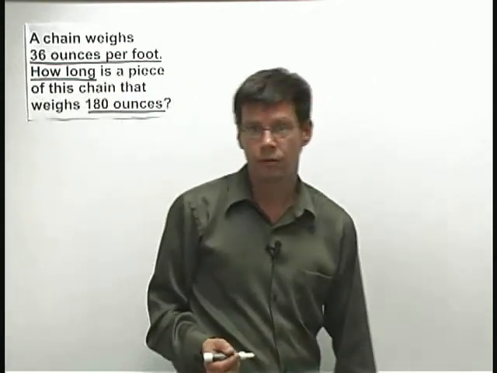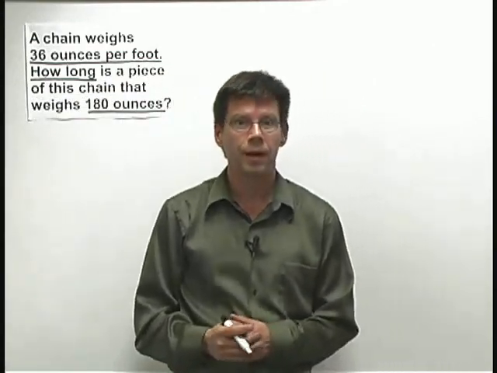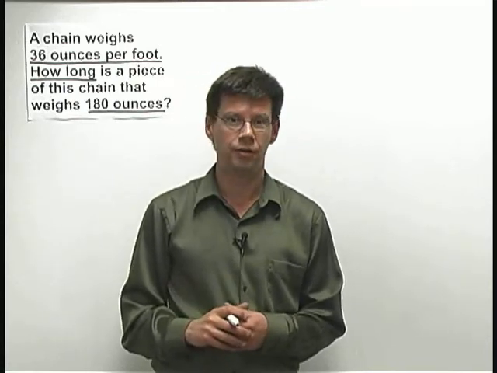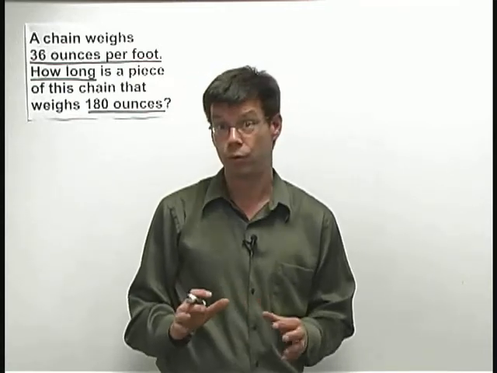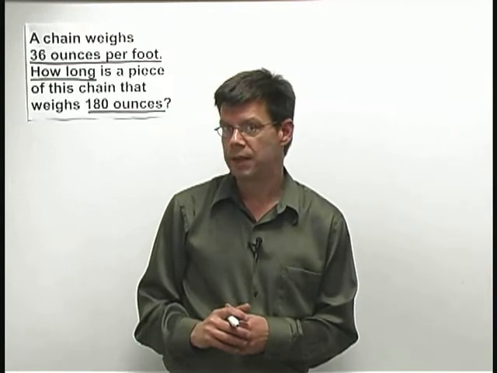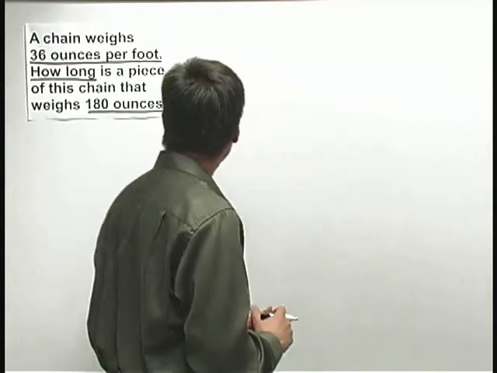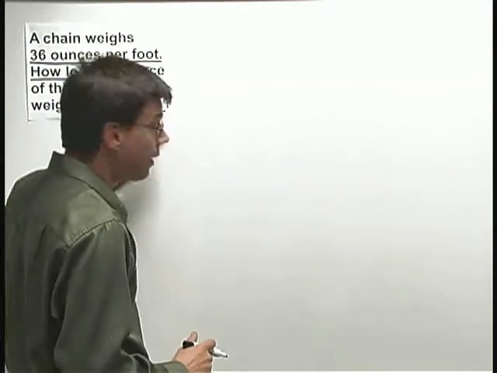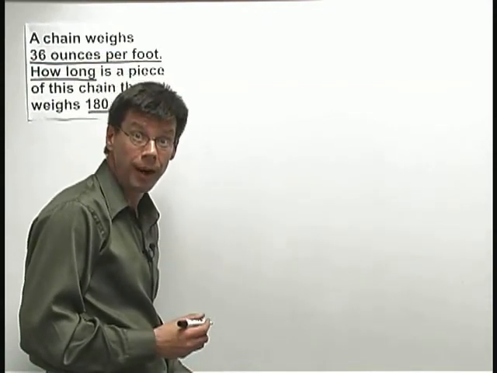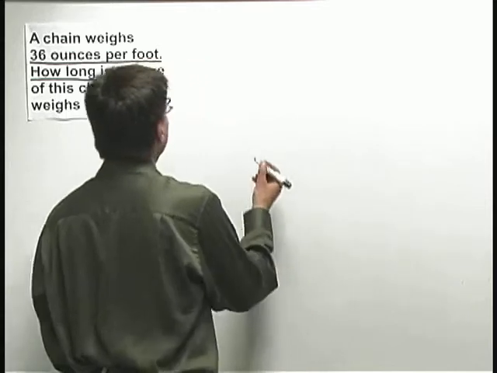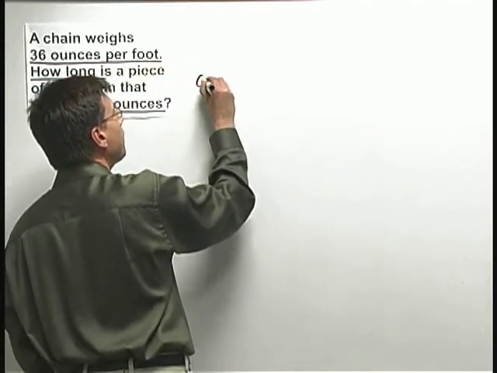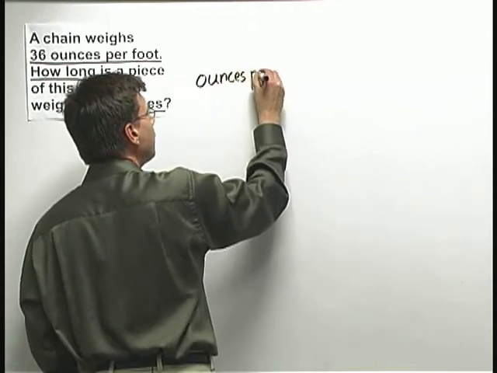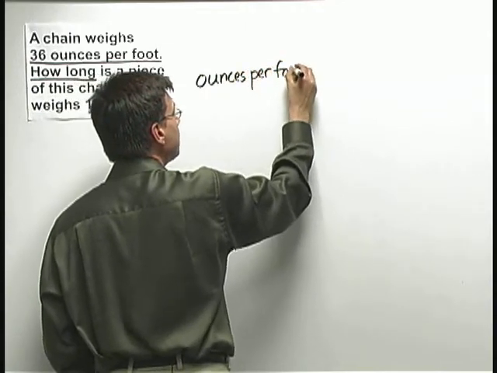Let's look at the unit equation for this problem. The unit equation involves the words attached to the units, not the numbers, just the words. We're going to write down an equation in words. We start out with the words involved in the units for the rate. That's ounces per foot here. All right, ounces per foot.